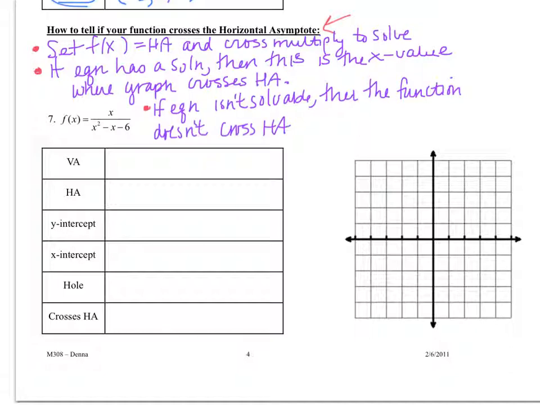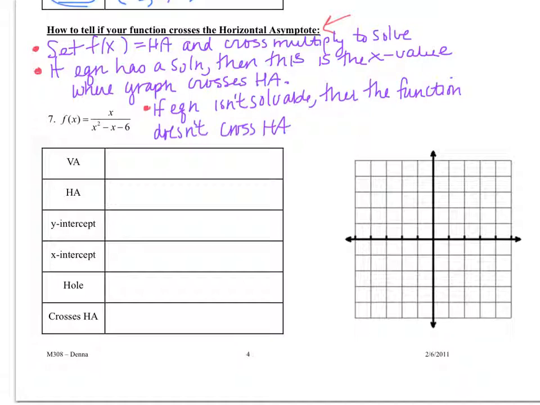And to test this, we are going to set the function equal to the horizontal asymptote. Basically, what we are trying to see is, does this graph ever have a y value equal to the y value of our asymptote? So we set our function equal to the asymptote, and then we cross multiply to solve. If this equation is solvable and it has a solution, then the x value is the point where the graph crosses the horizontal asymptote. If, after you cross multiply, it results in an equation that is not solvable, then the function does not cross your horizontal asymptote.